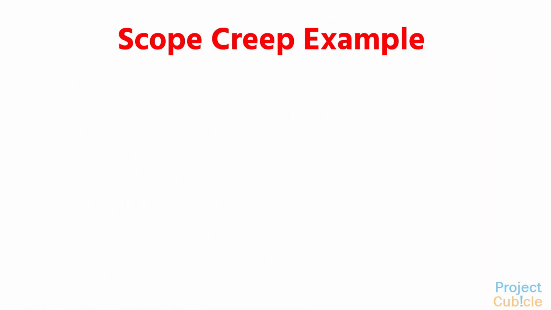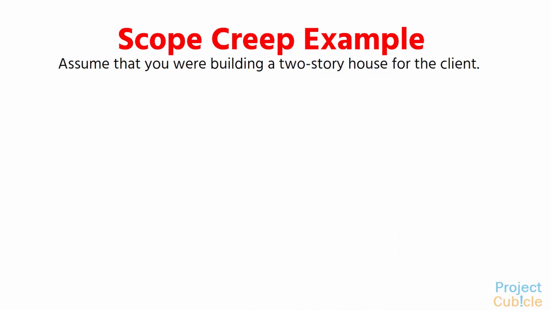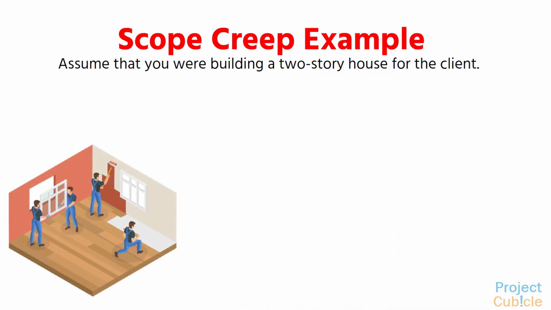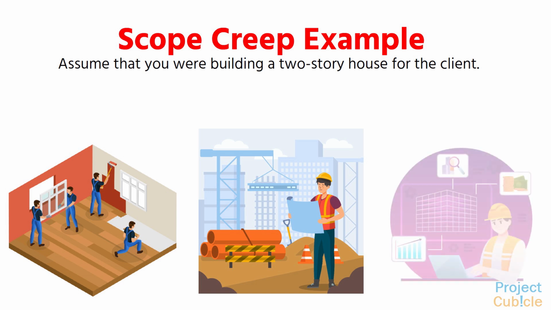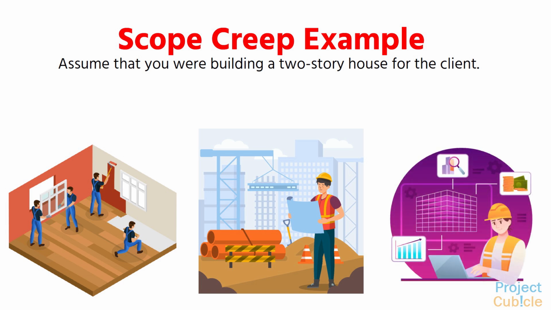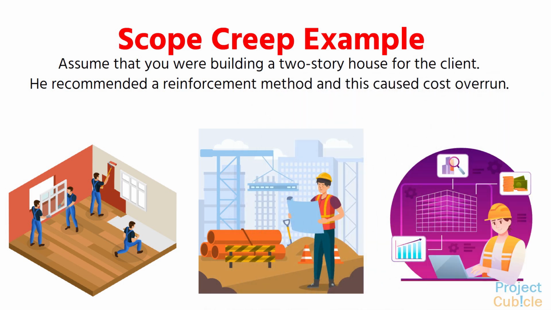Scope creep example. Assume that you were building a 2-story house for the client. The client came to the site manager and asked him to change the parquet floor covering with thick marble. Site manager thought that this material was available in the storage area and the total cost was the same. But 2 months passed and the project design engineer came to the worksite and inspected the effects of this heavier material on the columns. He recommended a reinforcement method and this caused cost overrun.